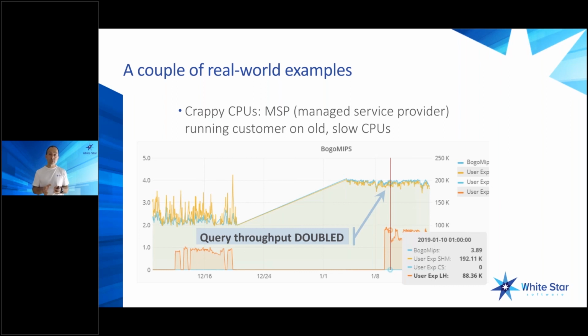So we pushed the managed service provider to move them to modern CPUs, and he still put them on crappy CPUs. Here the BOGO MIPS is around 4, so it's not like he moved them to super Xeon Gold CPUs, but right away we doubled the throughput, both on user experience LH and user experience shared memory. And that resolved the problem with the customer.